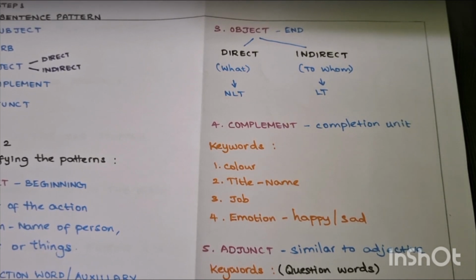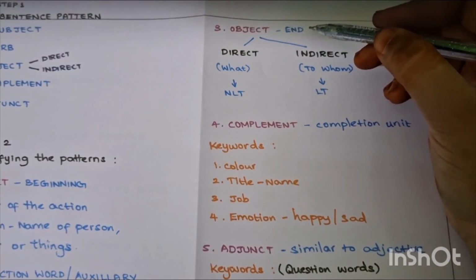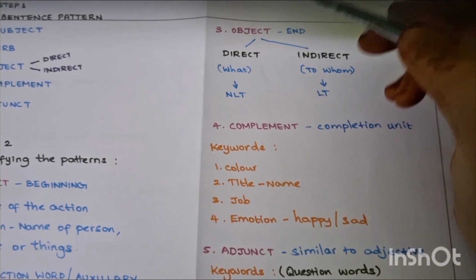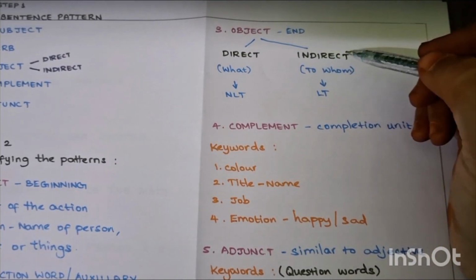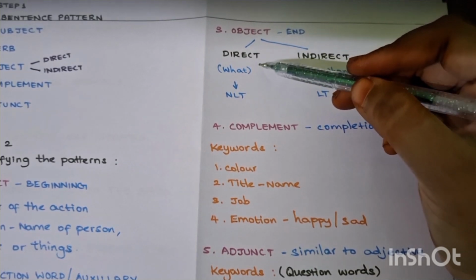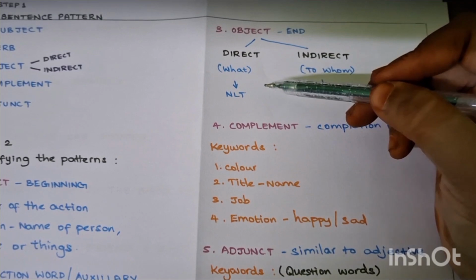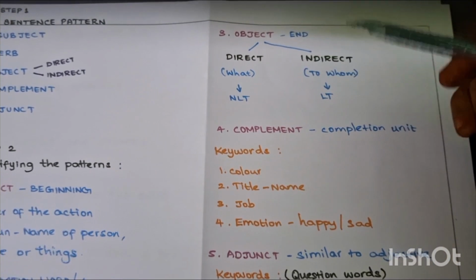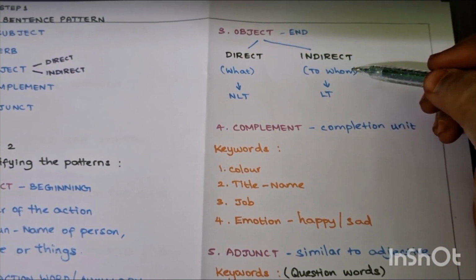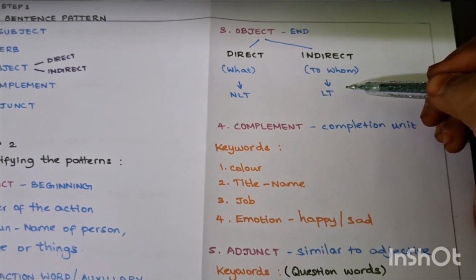The third pattern of the sentence pattern is object, which usually comes at the end of the sentence. It may be of 2 types, direct and indirect. Direct object answers the question what. It is normally based on non-living things, whereas indirect object answers the question to whom. It is based on living things.